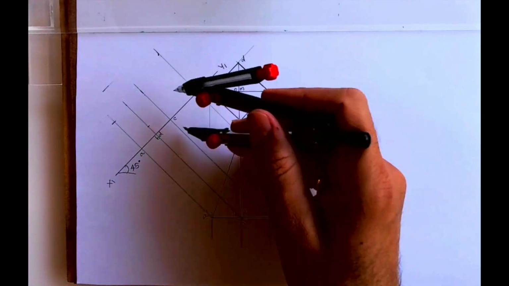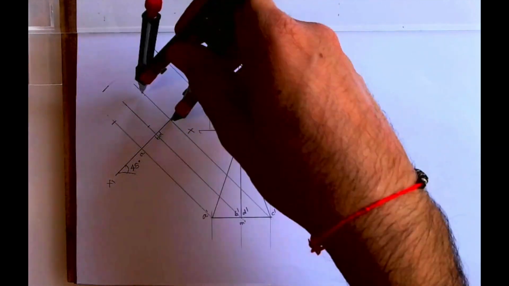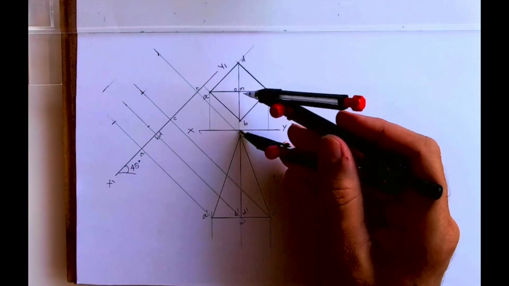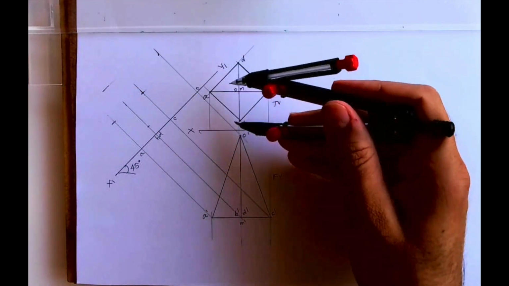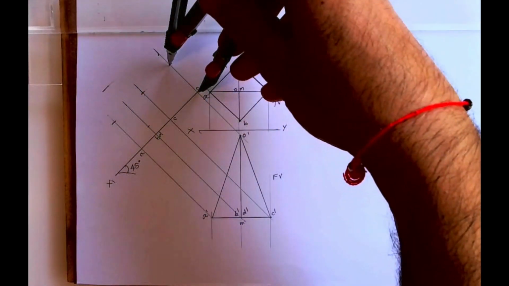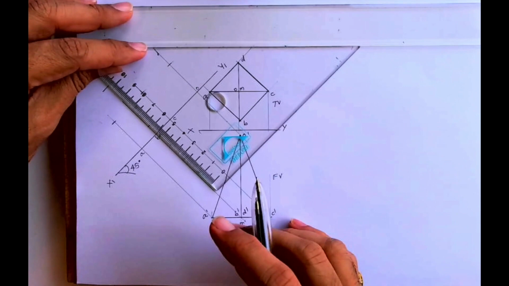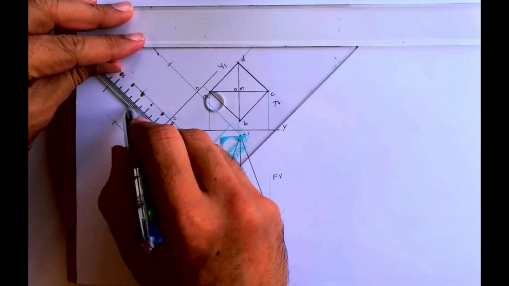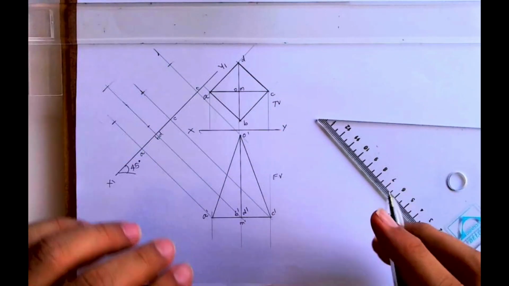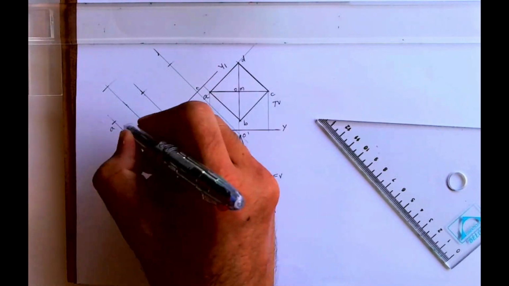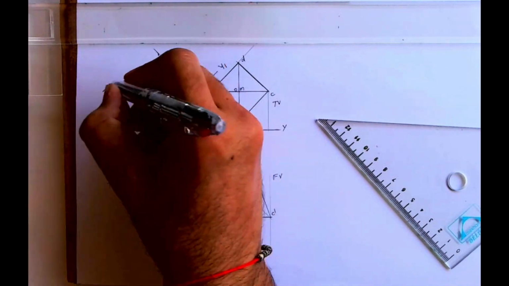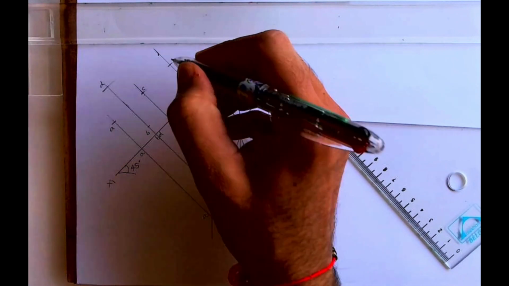XY to C. And X1, Y1 to C. XY to O. And from here X1, Y1 to O we can cut. Now see this. This is A, B, C and D and this is O.